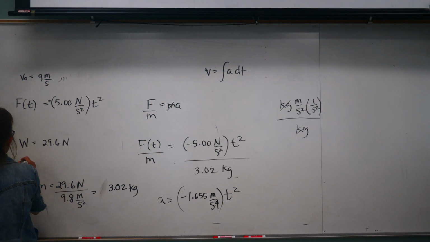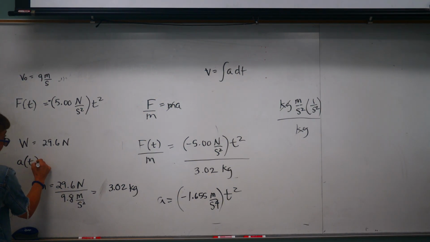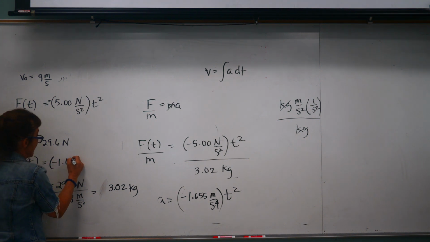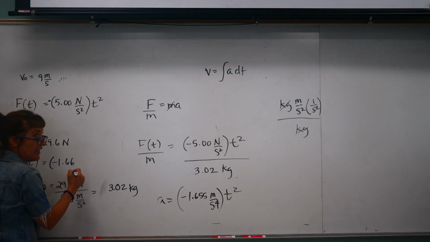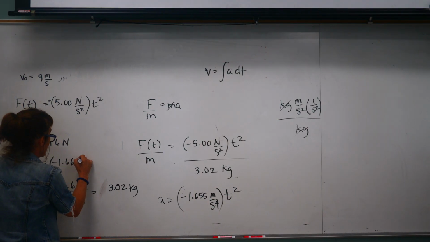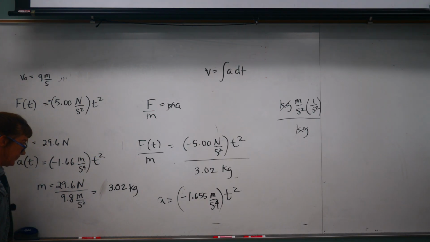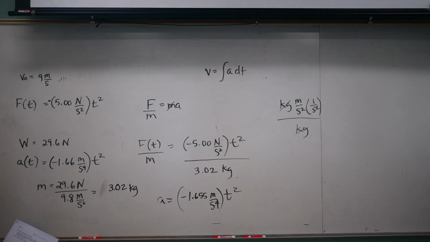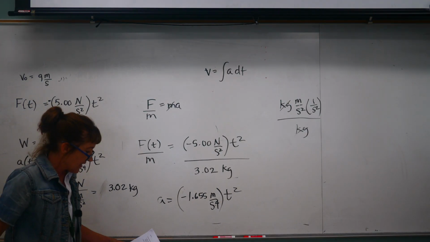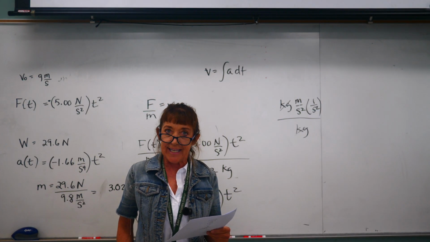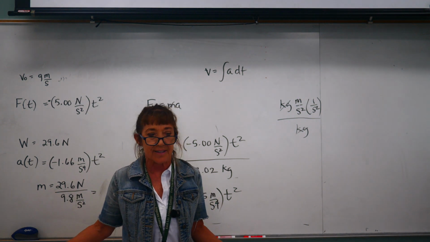So now we have a of t equals negative 1.66 meters over seconds to the fourth, times t squared. Okay. All right, are we done? We're not done yet, are we? All right, so the problem is asking for how far does the box move from its position at t equals 0 before coming to rest?